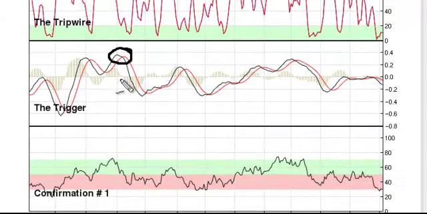If you're looking at the histogram, you'll see that it crosses below this zero center line right here. So we have that exact moment right there. We have the trigger telling us to sell. So now it's time to lock in our profits.